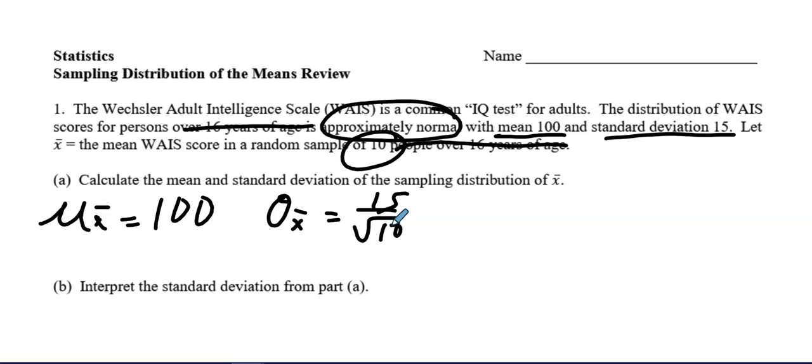So again, if we were asking, do we have enough information? With only 10 people, we would say, proceed with caution, because we don't have 30 people. But we're not doing that here. If we do the math here, we get the number 4.74. So that's it. That's all you do for part A. You just say, the funky symbol equals 100, and sigma X bar is the standard deviation divided by the square root of the number.